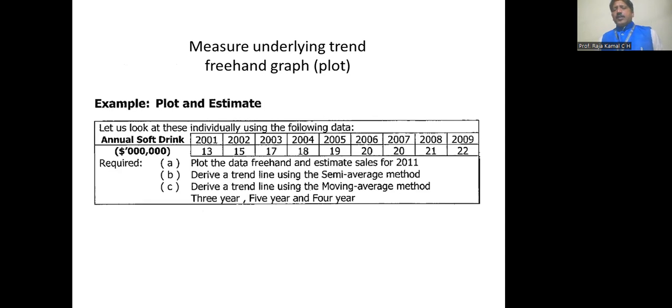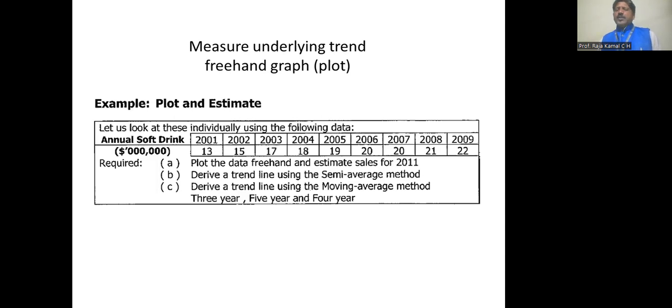So if you see this problem, to solve or to estimate the future value, what was given? Here it is given the annual soft drink production. In 2001 it was 13, 2002 it was 15, 2003 it was 17, until 2009 it was 22. So 9 values were given, and they told us to find out the sales of 2011.